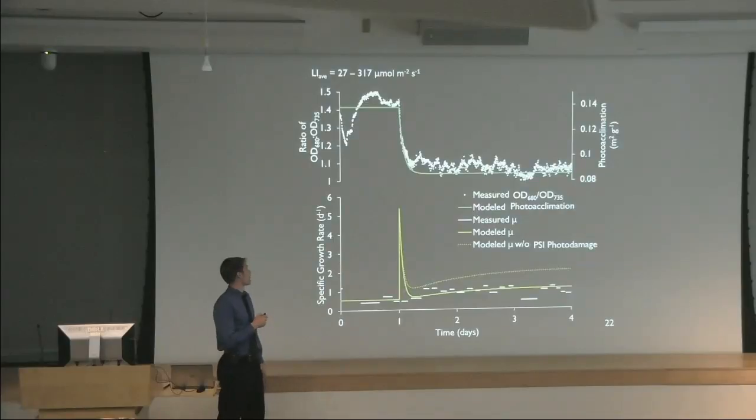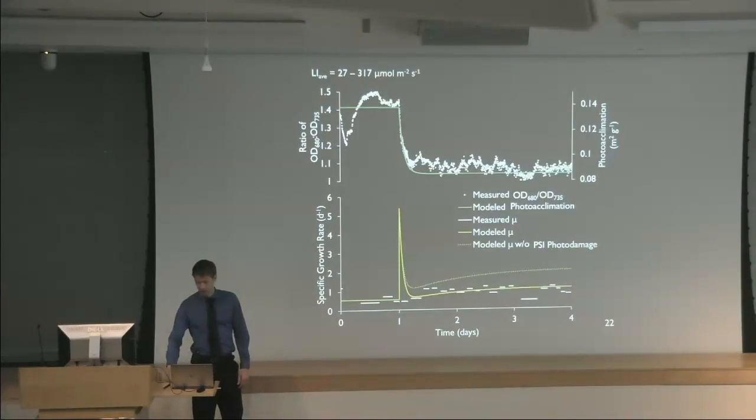And then it restabilizes to a lower specific growth rate despite being a lot more light. So looking at some data for that, again, photoacclimation seems to track the data pretty well. And here's the specific growth rate, which tracks pretty well. The important thing to point out here is that when I model this out without the inclusion of photosystem 1 photodamage, this is the curve that it looks like. So there is, in fact, a large depression in growth when they experience these extreme transitions in light.